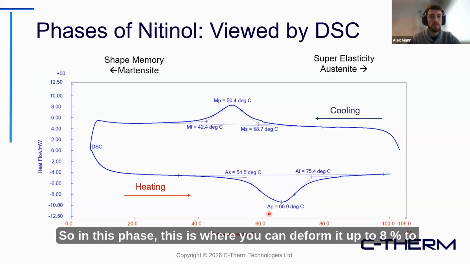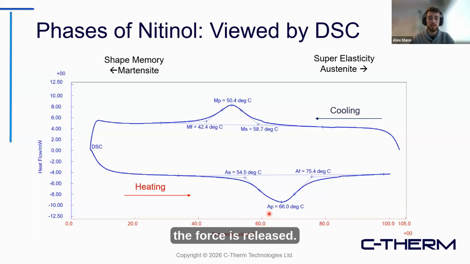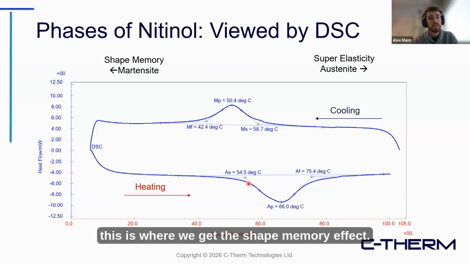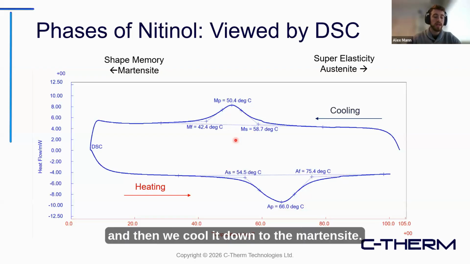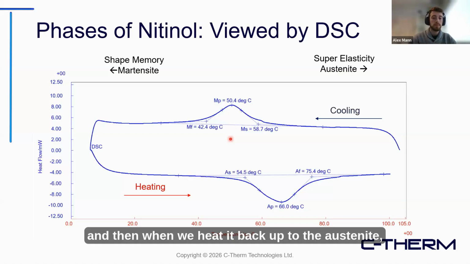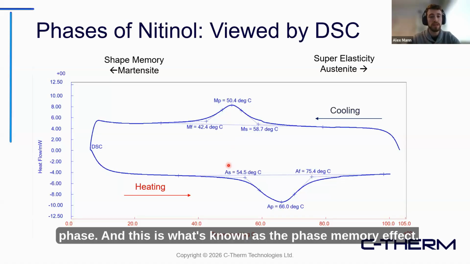In this phase, you can deform it up to 8 to 10% and it'll immediately snap back when the force is released. Then in the daughter phase, or the martensite phase, this is where we get the shape memory effect. We set the neutral phase in the austenite, and then we cool it down to the martensite. When it's in the martensite, it's very flexible and malleable. We can bend it to any shape we like. And then when we heat it back up to the austenite, it'll snap back to our predetermined neutral phase. This is what's known as the shape memory effect.